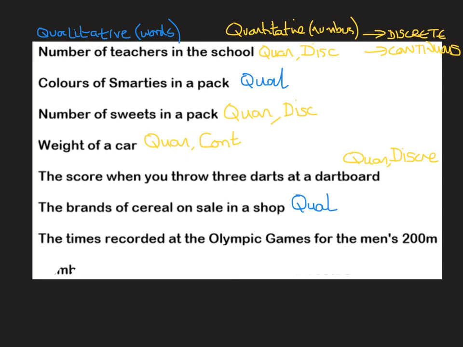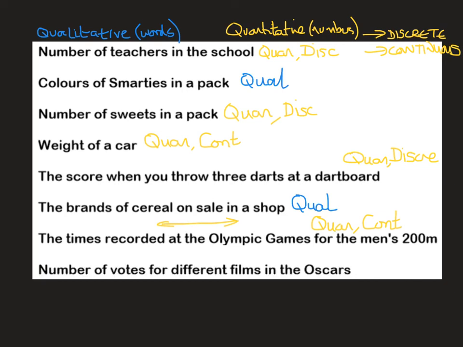The times recorded at the Olympic Games for the men's 200 metres. Well, hopefully we can start making connections between these groups. That would be a number, so it would be quantitative. Would it be discrete or continuous? Well, much like the weight of a car, it would be continuous, because you'd have like 19 seconds, 19.21 seconds, 19.2359. It would be continuous because it could take anything along a range.